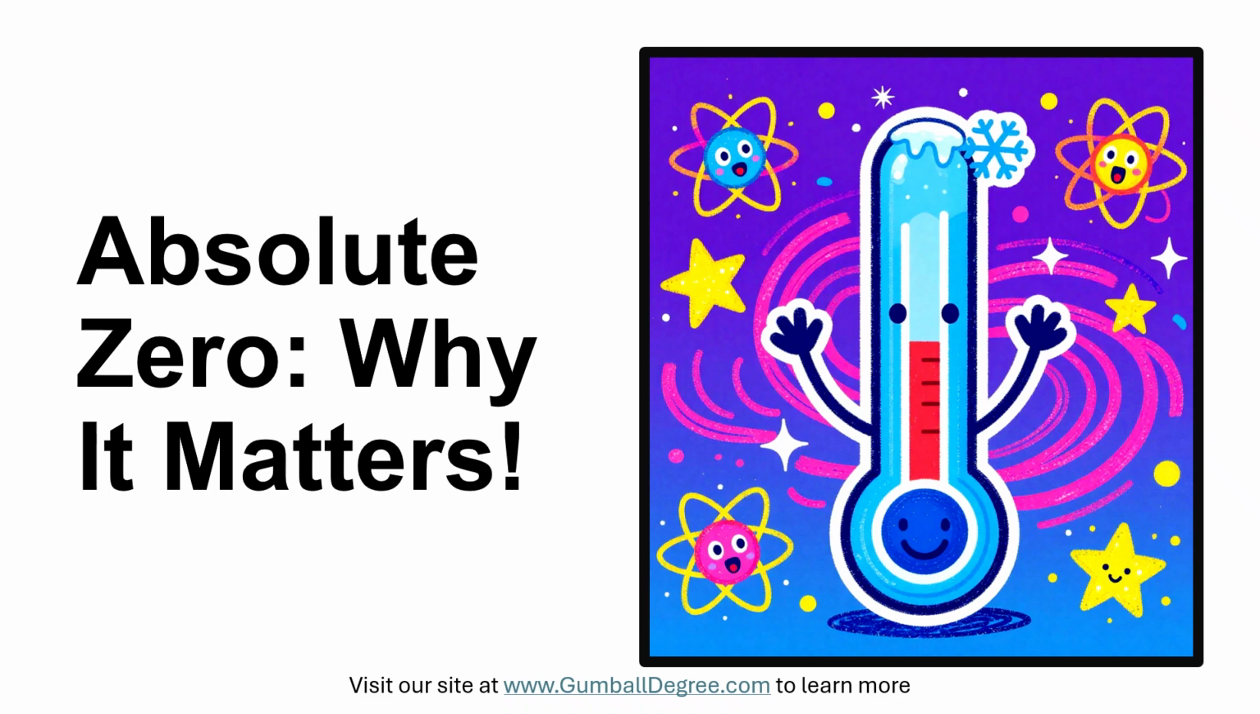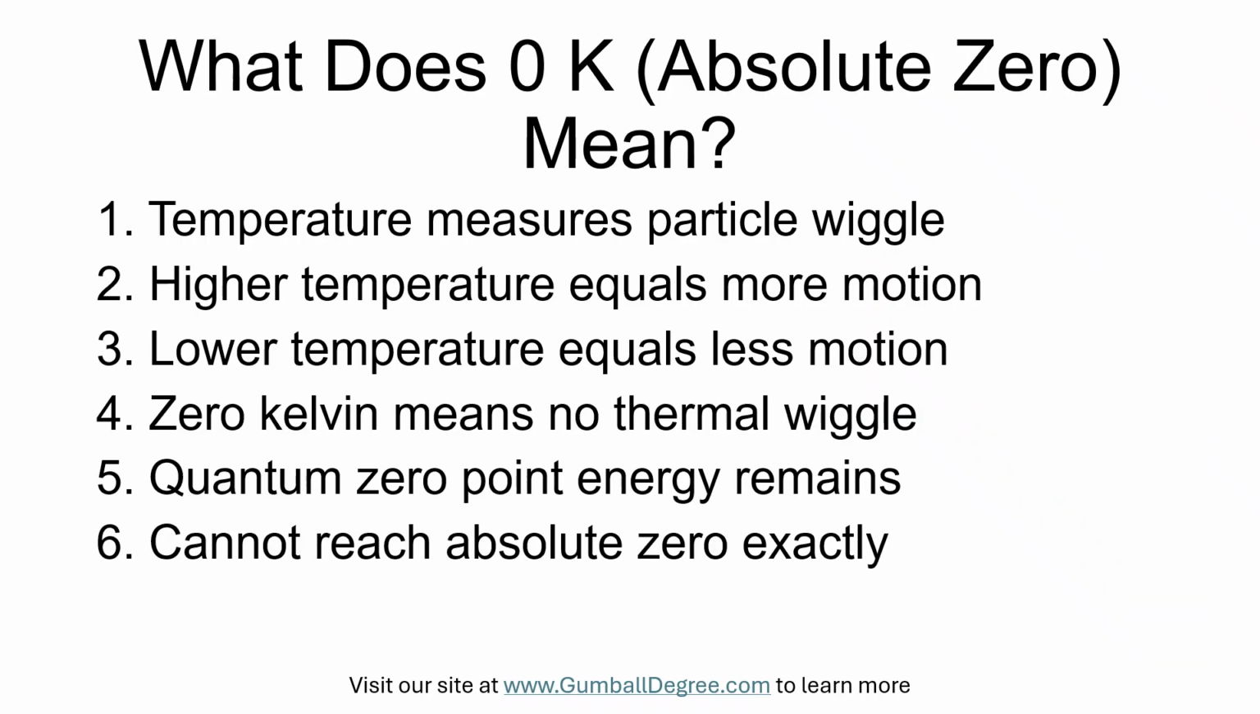0 Kelvin means absolute zero, the theoretical temperature where particles have the least possible thermal motion and a system has minimal internal energy. Think of temperature as how wiggly tiny particles are. Higher temperature means more wiggle, lower temperature means less wiggle. 0 Kelvin is the idea of no thermal wiggle left.